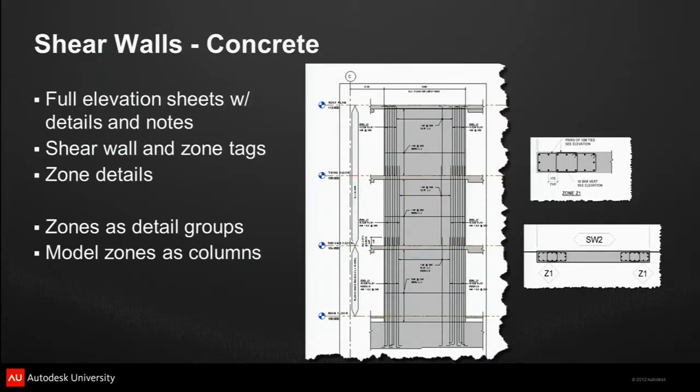Concrete shear walls. We like to tag them in plan. Tag the zones, tag the shear wall, then do details, then do elevations. It's a lot of custom setup. We started by detailing them as groups, but then I couldn't tag them, so I didn't like that method. Then you went to modeling the zones as columns. That worked really well. I've got the columns filtered out of the schedules and out of the views for their surface edges, and it works great.